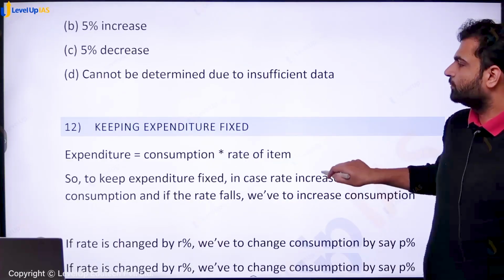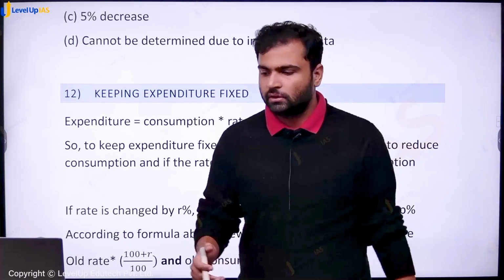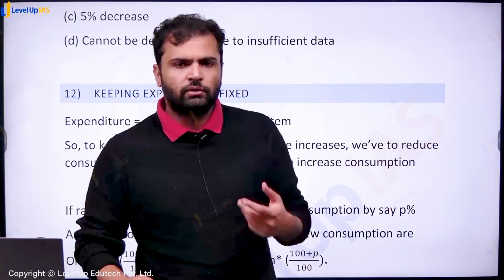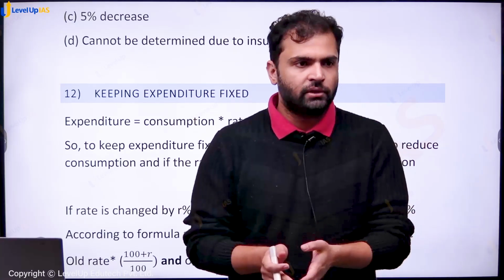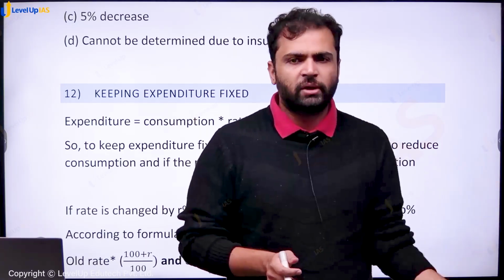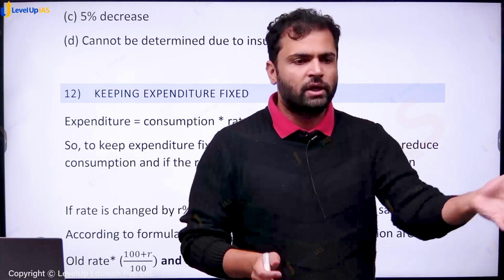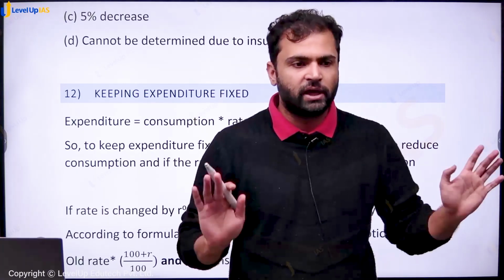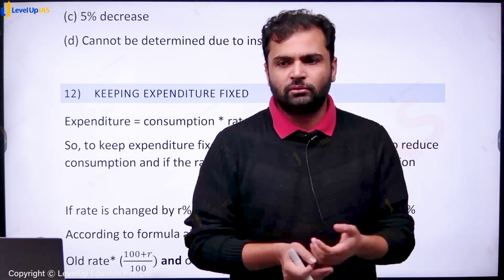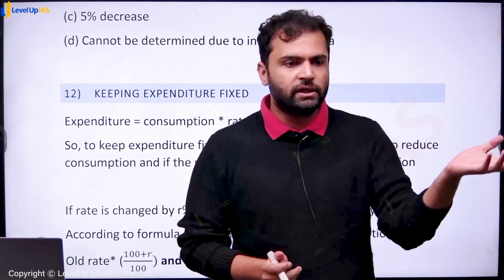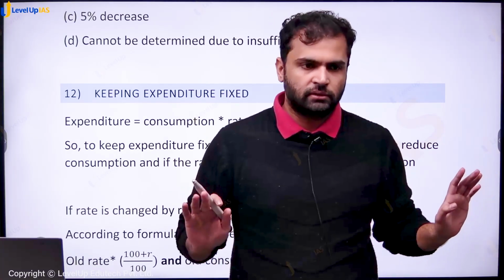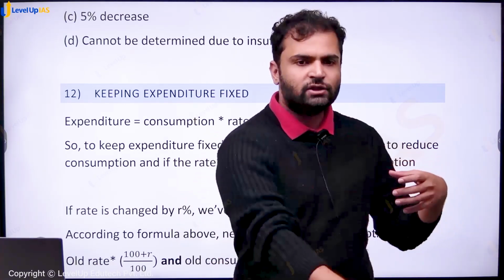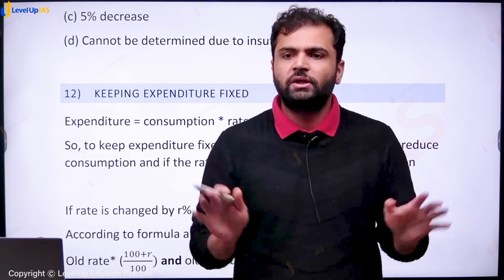The next section is about keeping the expenditure fixed. So what we want to do here is, let us say you go to a shop, you have certain fixed money, and you know the rate of some item, and accordingly you will buy some quantity of that item, जितना भी उतने पैसे में आएगा. But now what happens due to, let us say, inflation, the rate will increase, but the amount you have with you will not increase. Then you have to buy less quantity to ensure that expenditure is the same.